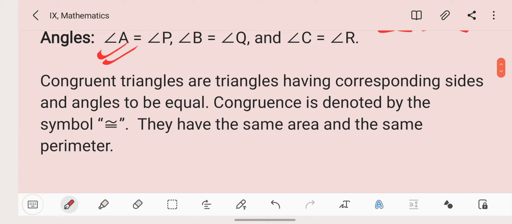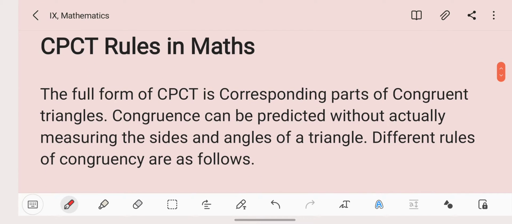Congruent triangles are triangles having corresponding sides and angles equal. Congruence is denoted by the symbol. They have the same area and the same perimeter. CPCT rules in mathematics. The full form of CPCT is corresponding parts of congruent triangles. If two triangles are congruent, then each and every part of one triangle is equal to the corresponding parts of the other triangle.